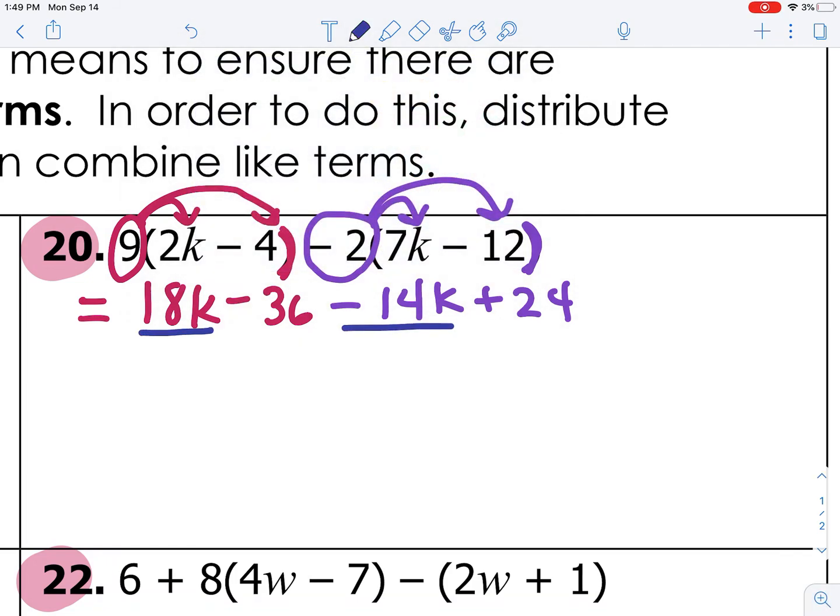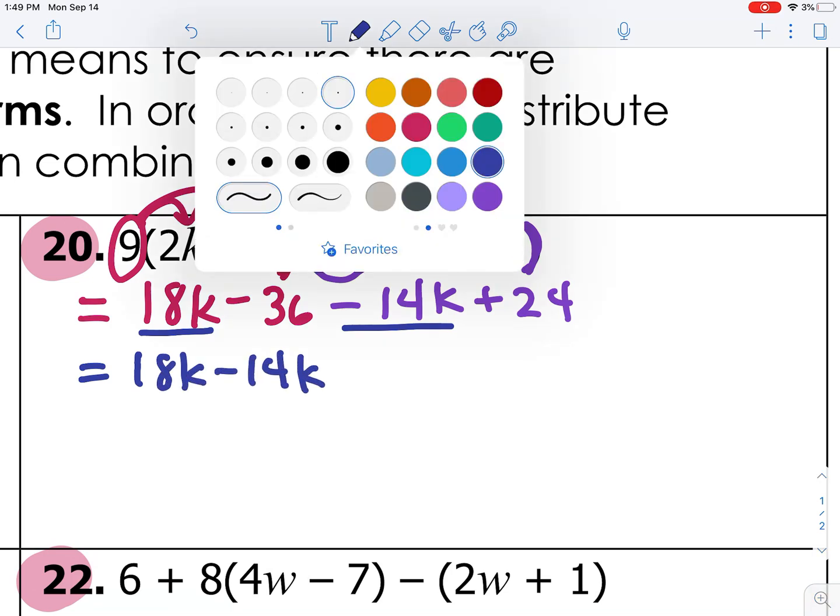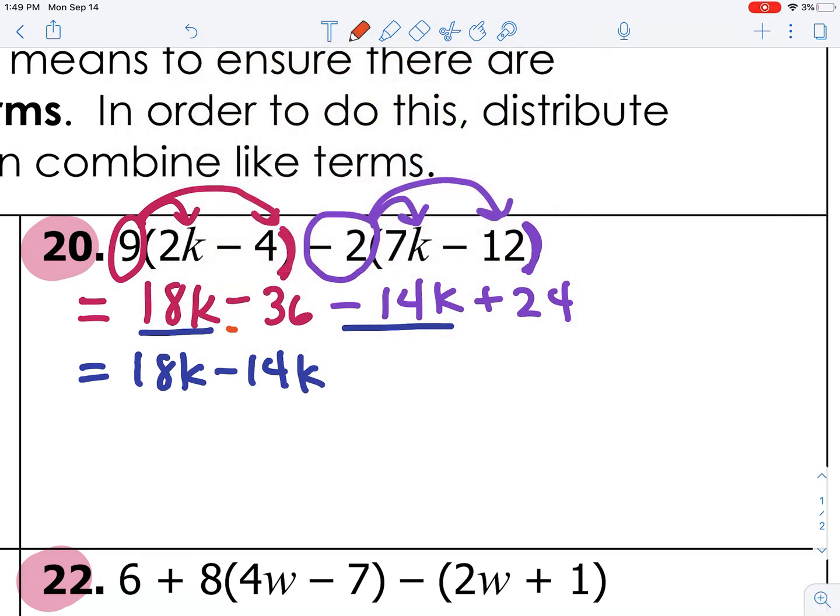From here, we're looking for like terms. 18k and negative 14k are like terms. And negative 36 and positive 24, excuse me, are also like terms. So we just need to combine these together. 18k minus 14k is 4k.